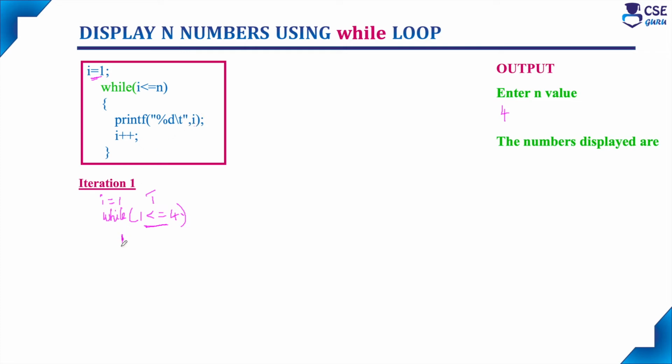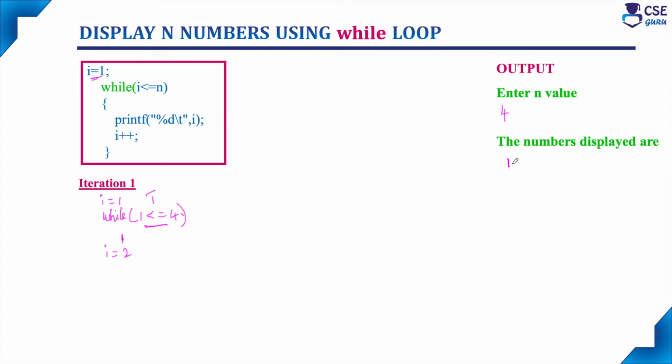Next, after printing the I value, update the I value. So now the I value gets incremented by 1. Previously the I value is 1. Now, since it gets incremented, the I value will be 2. Using this first iteration, it will display the I value 1.